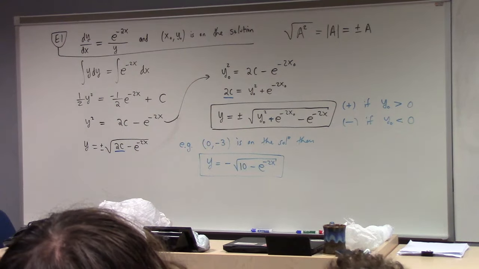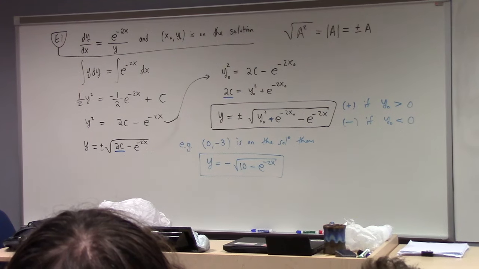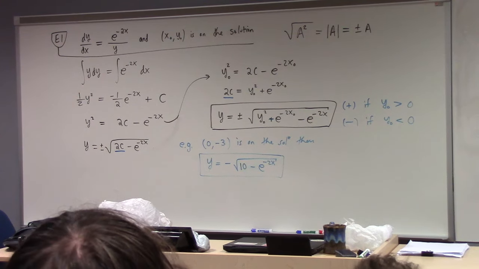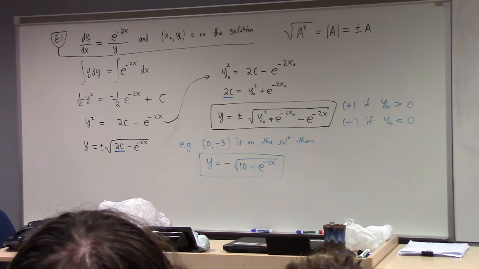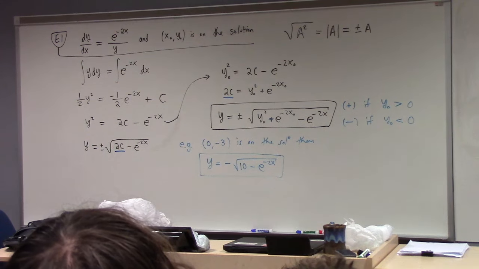My point to you is that when we take a square root, we have to allow for plus or minus, and you may be forced to choose the plus or the minus depending on the initial condition. Yeah?